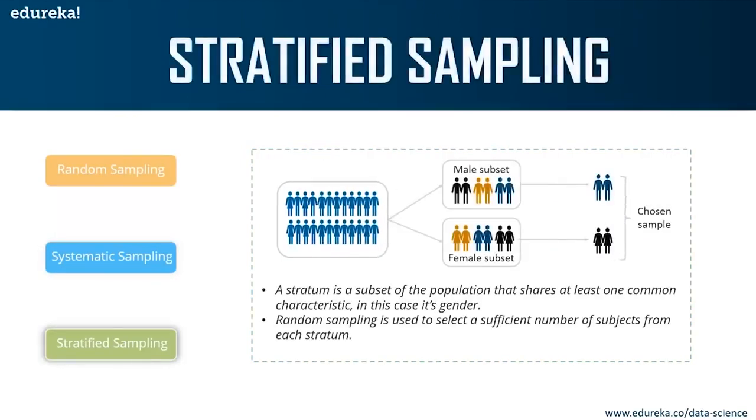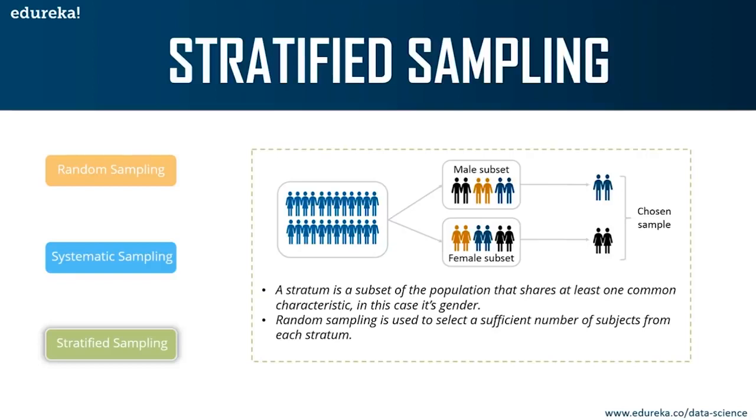Next, we have stratified sampling. Now, in this type of technique, a stratum is used to form samples from a large population. So what is a stratum? A stratum is basically a subset of the population that shares at least one common characteristic. So let's say that your population has a mix of both male and female. So you can create two strata out of this. One will have only the male subset and the other will have the female subset. All right, this is what a stratum is. It is basically a subset of the population that shares at least one common characteristic. All right, in our example, it is gender.